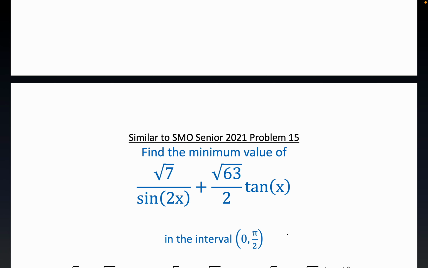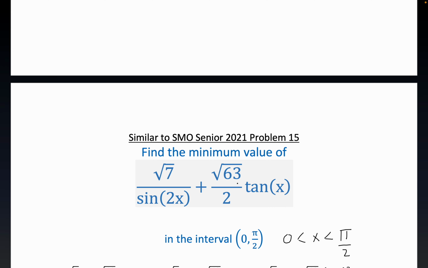Everybody, tonight we're trying to establish the minimum value of this trig expression in the interval 0 to pi over 2. That means x is strictly greater than 0 and strictly less than pi over 2 radians. It's common to use this interval notation in a calculus class, but we're going to find the minimum value of this expression without any calculus at all.